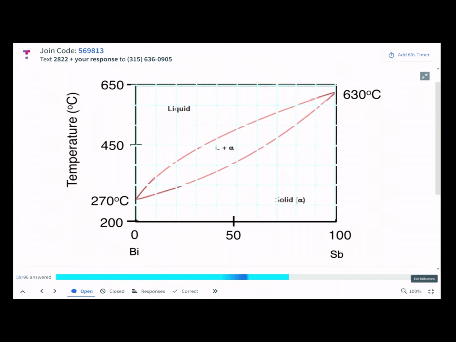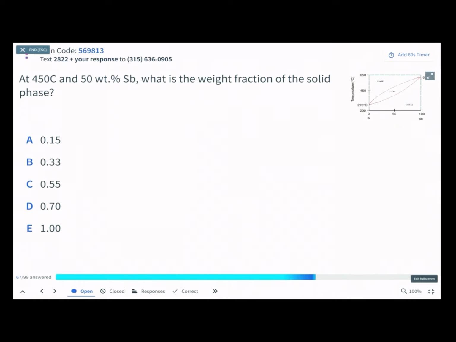Okay, so the Top Hat question asks you: you are at 450 degrees Celsius and the composition is 50 weight % antimony in this bismuth-antimony isomorphous system. It asks what the weight fraction of the solid phase is. Okay, you have several options.